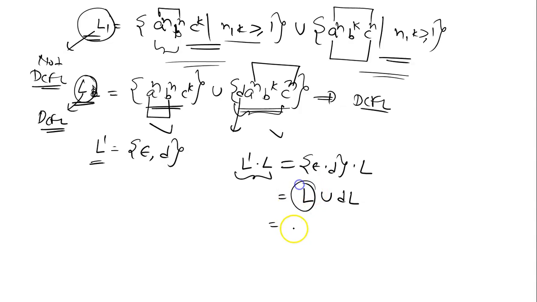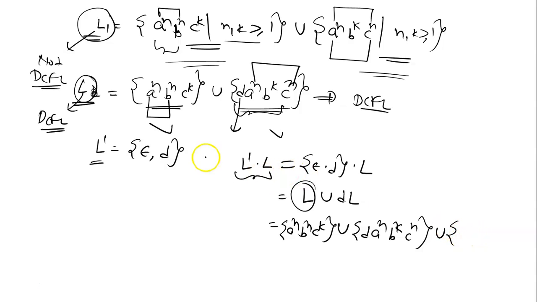Now in L union dL, this L is as it is: a^n b^n c^k union d a^n b^k c^n. Union dL. dL means you concatenate this d with this L, so you will get d a^n b^n c^k union d^2 a^n b^k c^n.